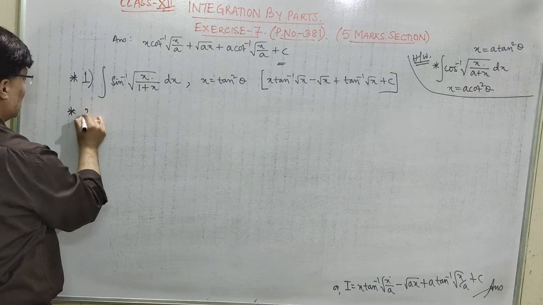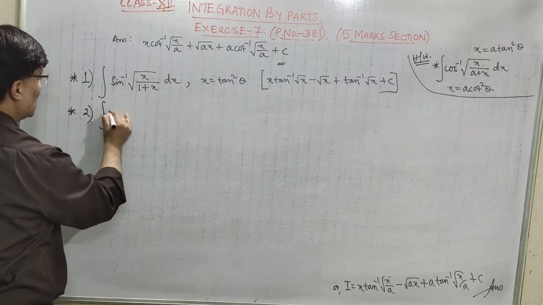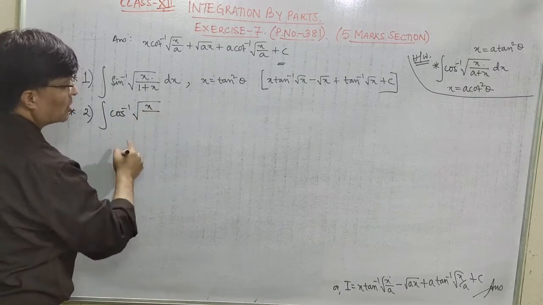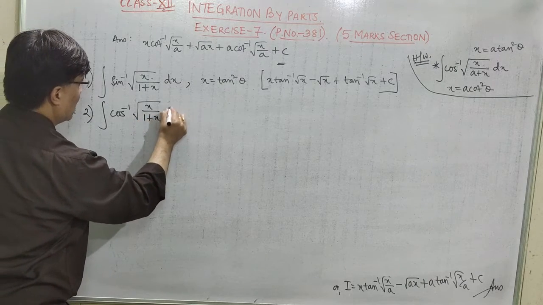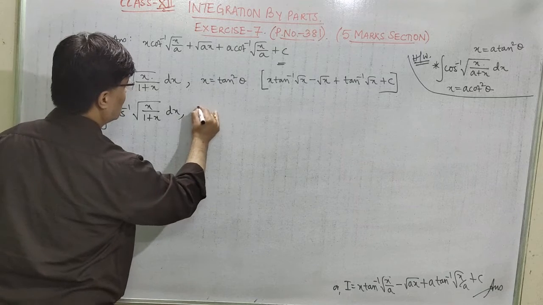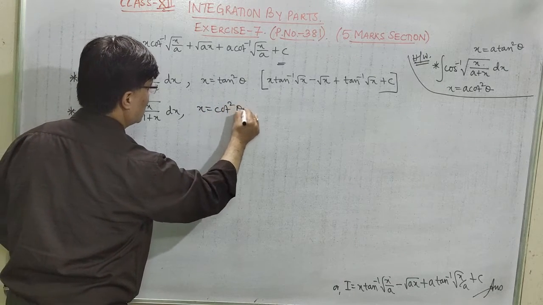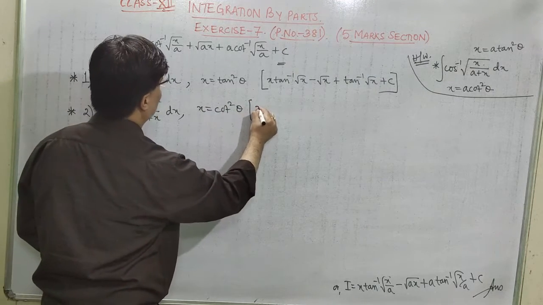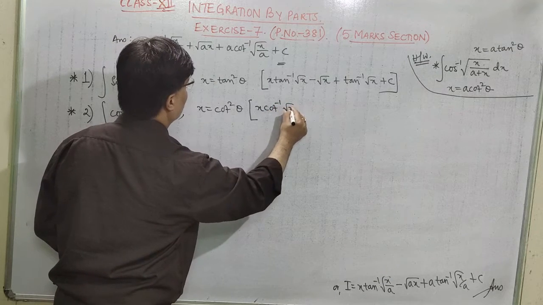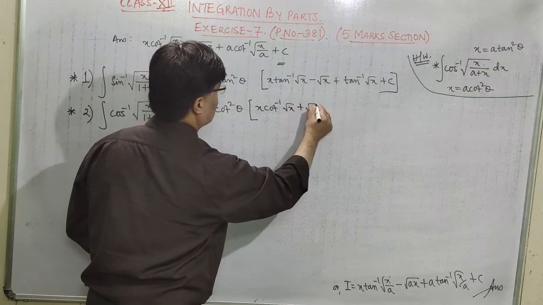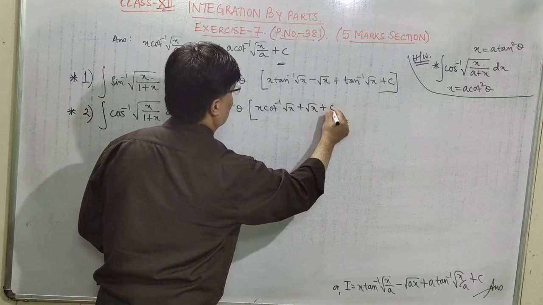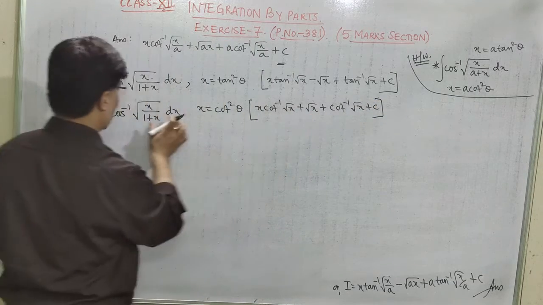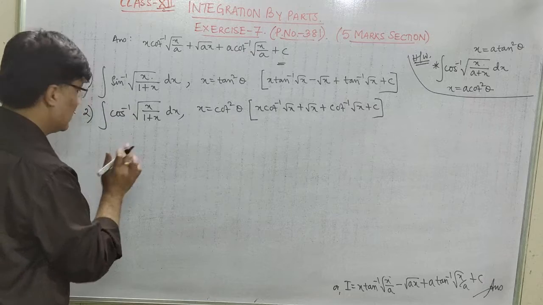Okay. Next, number 2 is also your homework. So it may be cos inverse root over x upon, and instead of that a you may have 1 plus x dx. So in this case you put x is equal to cot square theta. This is the hint only. So its answer will be what? The answer for this question is x cot inverse root x plus root over x plus cot inverse root over x plus c. The answer for this question is this one. This is the hint only.